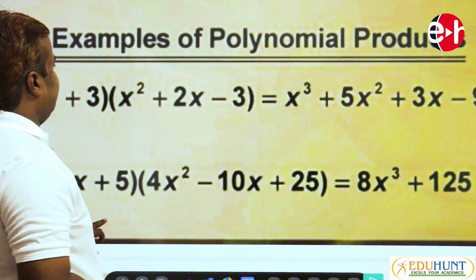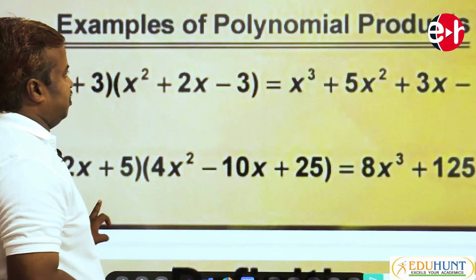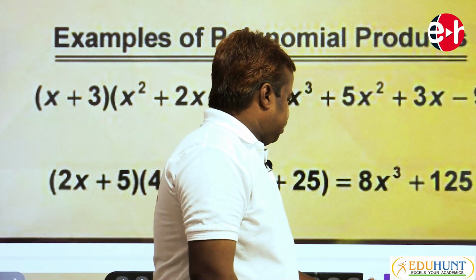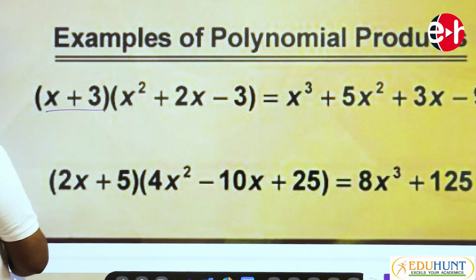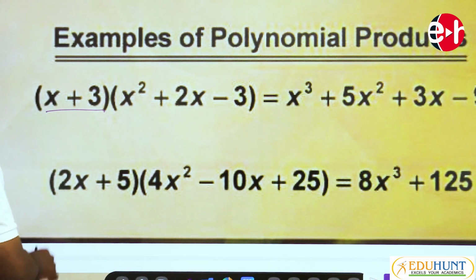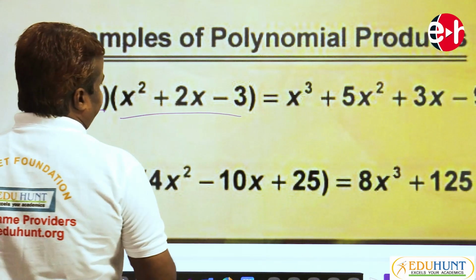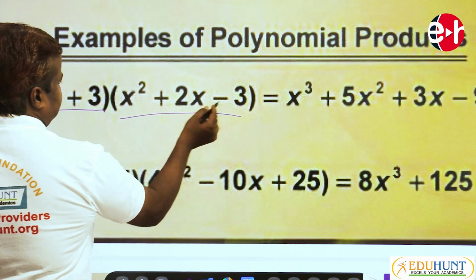Okay, now here are examples of polynomial products. You can see another example of a polynomial product, children. Here, in a polynomial product, you can take one term, one polynomial, with power 1. Here you can get another one, x square plus 2x minus 3. So it is a trinomial, the sum of 3 terms.